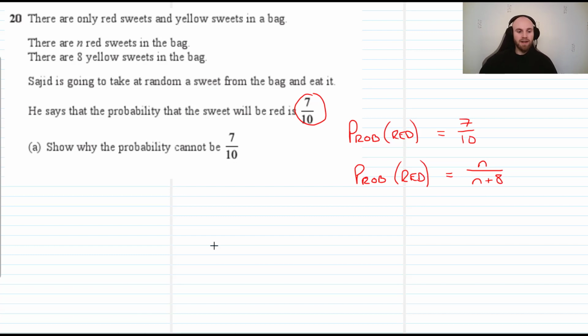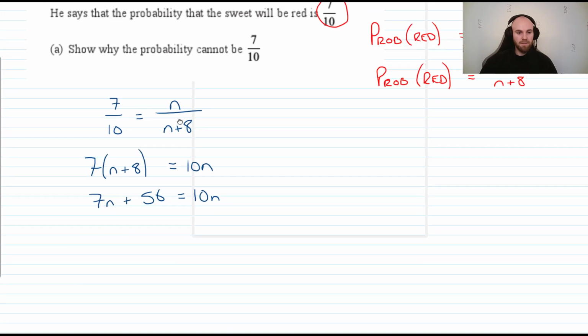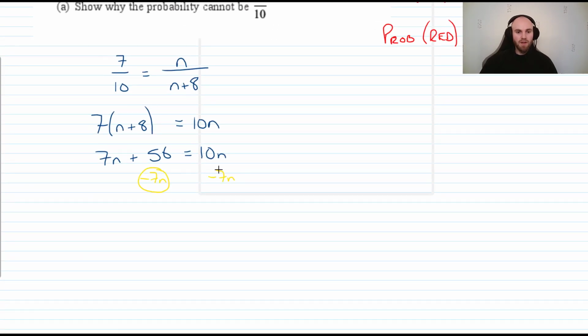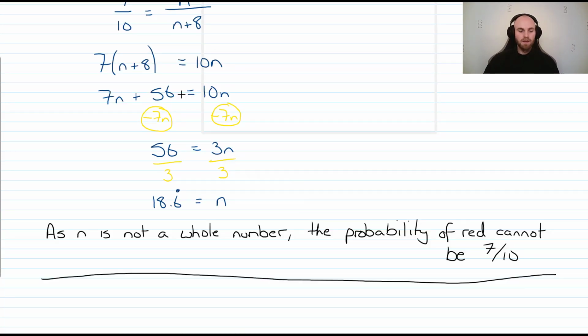So now we have two probabilities of red. We have 7 over 10 is exactly the same as n over n plus 8. So now we are going to cross multiply. 7 multiplied by n plus 8, and 10n. So that's going to be 7n plus 56 equals 10n. We are going to subtract 7n from both sides, and divide both sides by 3. And if you do this on your calculator, you are going to get n equals 18.6 recurring. So as n is not a whole number, the probability of red cannot be 7 out of 10.